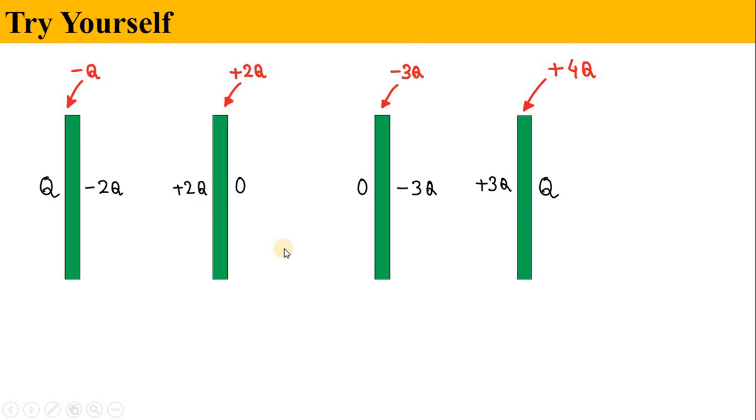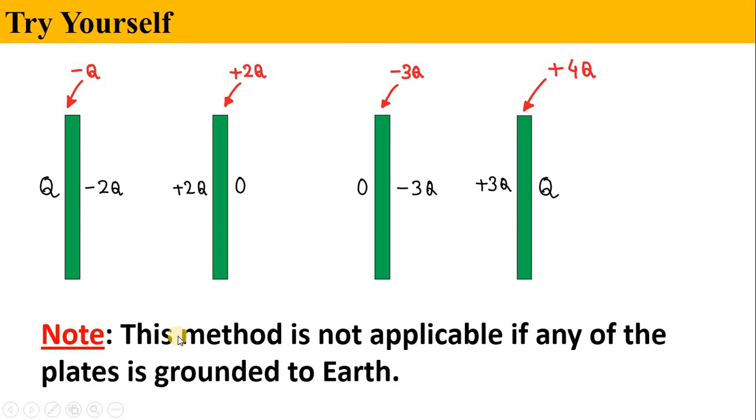But one important point should be noted here, that this shortcut trick which we learned is not applicable if any of the plates is grounded to the earth. There is another variety of questions where a system of plates is given and 1 or 2 plates might be connected with each other, or maybe 1 or 2 of them are grounded to the earth. For that type of plates I will make another video.